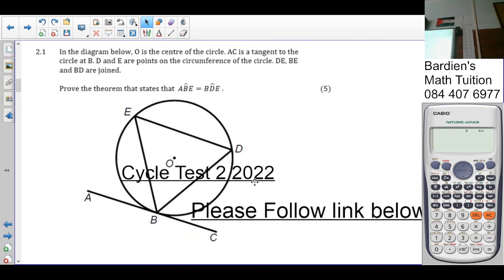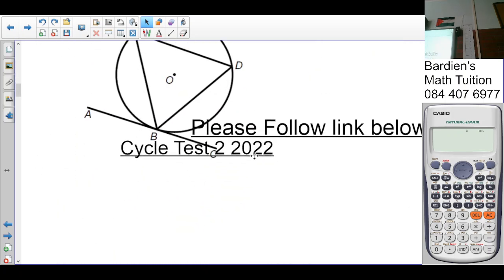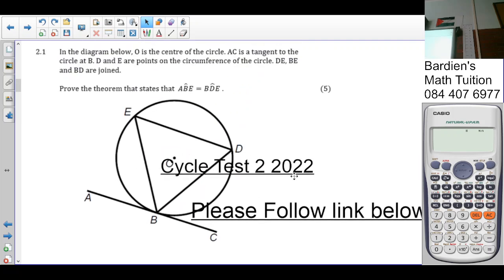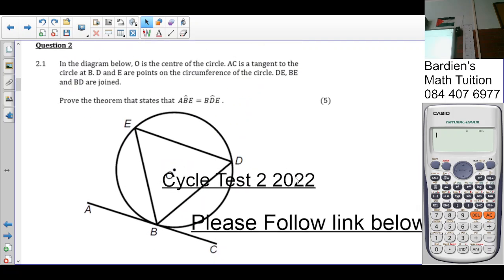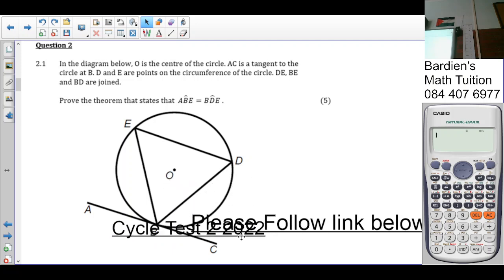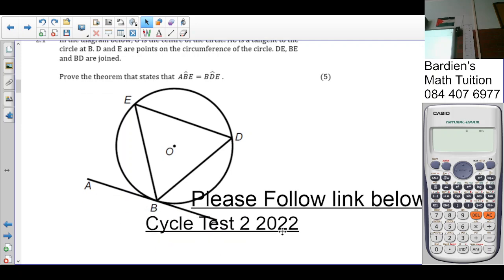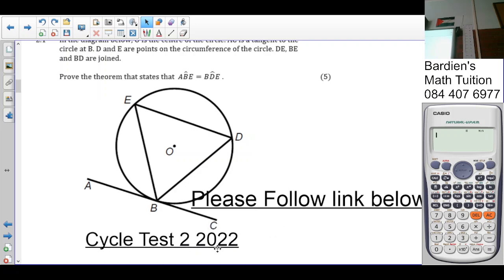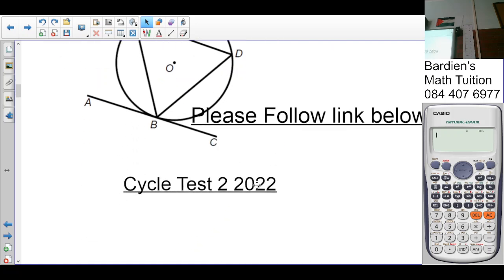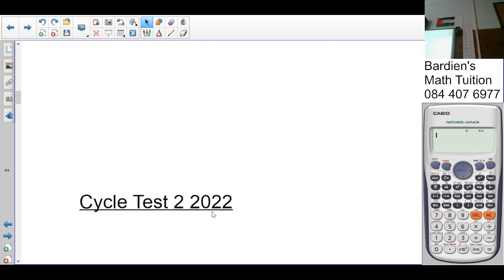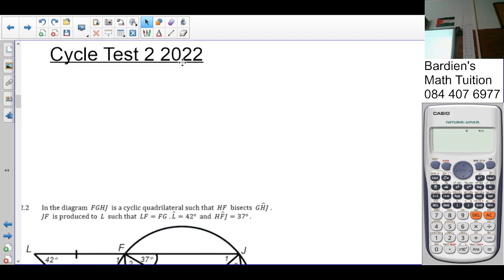In the description below, you'll find the link to the tan-chord theorem. It's the third last one. I think there are 7 in total in that video. You can refer to this third last one, or the last one, from the grade 11 Euclidean geometry proofs.